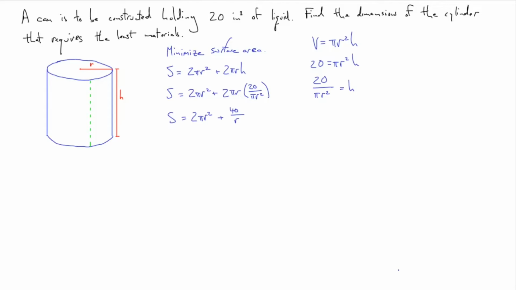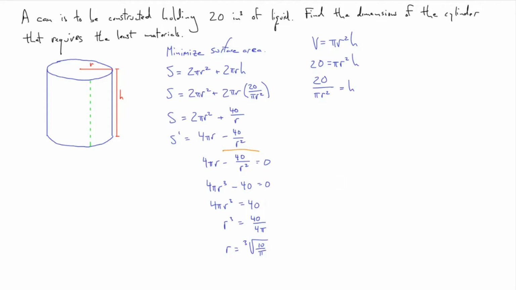And after doing a little simplifying, you get that the surface area is 2 pi r squared plus 40 over r. Now we're in great shape. We have the surface area in terms of a single variable, and so we can try to find the relative extrema of this function. And to do that, you take the derivative, set it equal to 0, and solve.